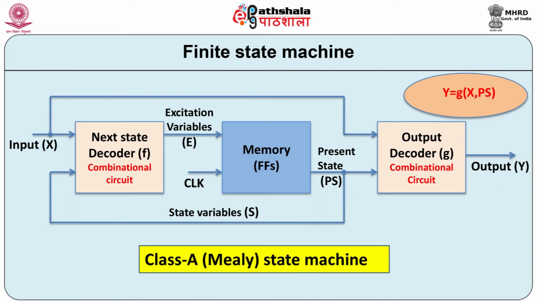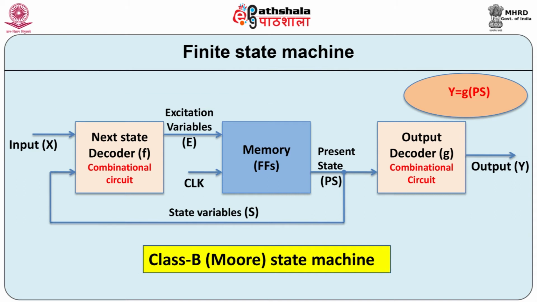The class A state machine is popularly known as Mealy machine, named after the logic designer Mealy. It consists of three major blocks: next state decoder, memory and output decoder, along with feedback and feed forward mechanisms. The basic property of Mealy machine is that output is the function of present input conditions and the present state.